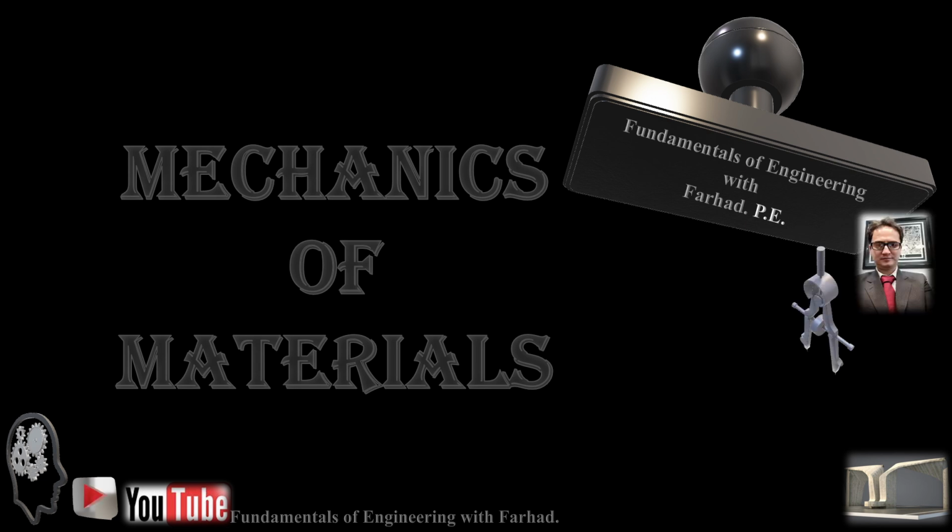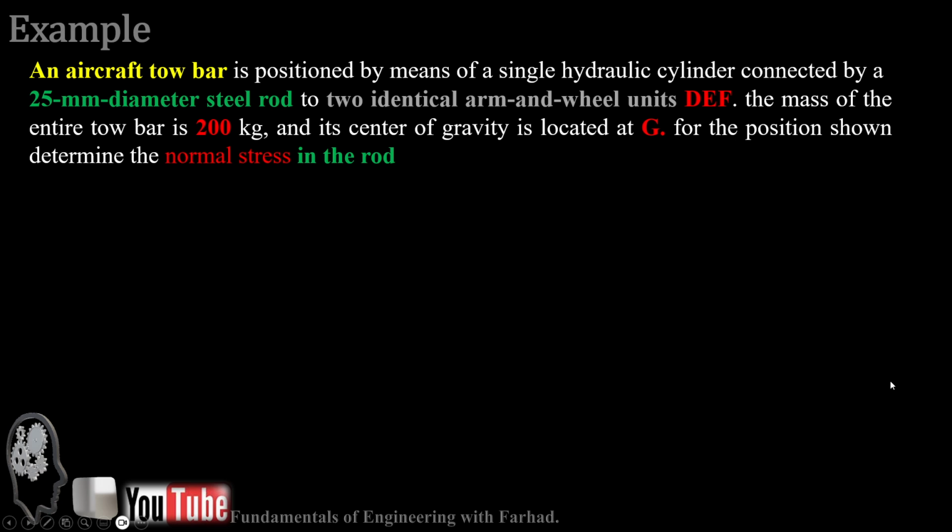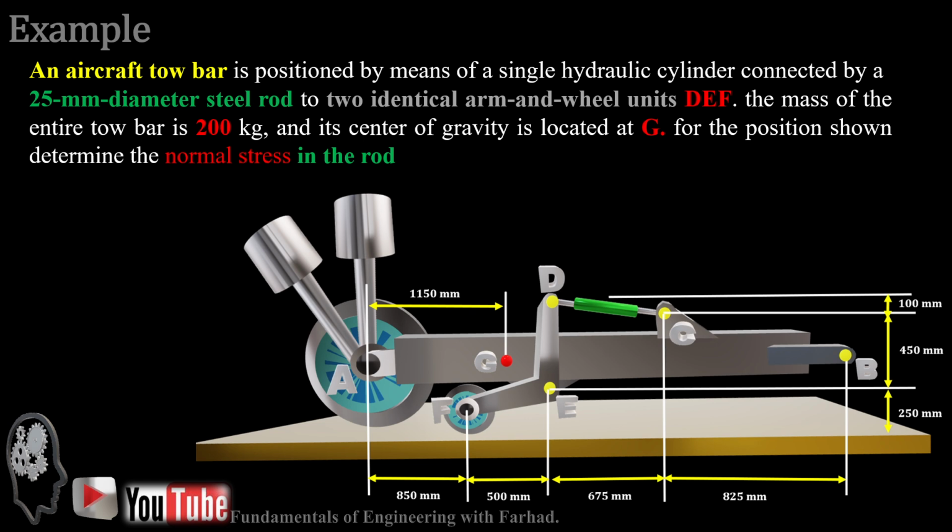In this example, we have an aircraft tow bar, which is handled with a hydraulic cylinder at the beginning, then is connected with the help of a 25 millimeter steel rod, which is this green part here, to two identical arm and wheel units like DEF. If we know the mass of the entire tow bar is 200 kg, and the weight applies at the center of gravity, we want to know what is the normal stress in the rod.